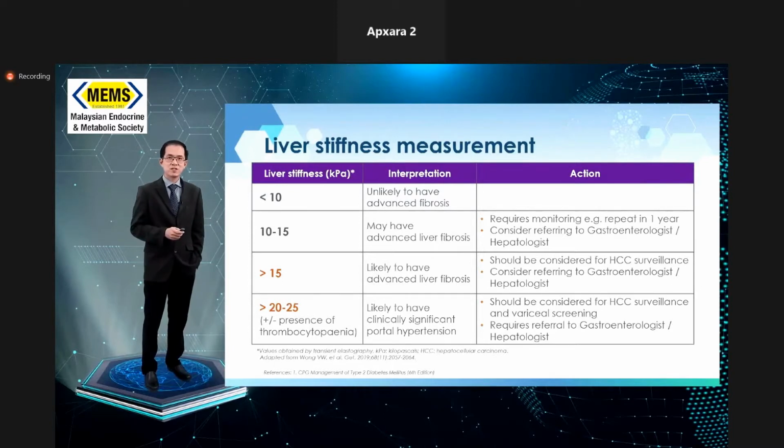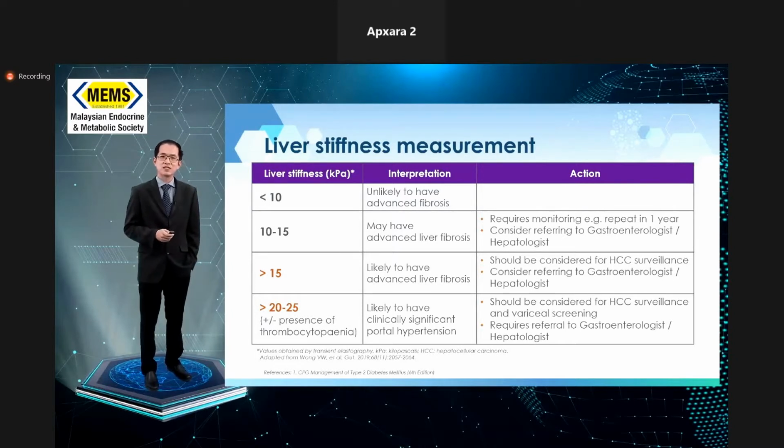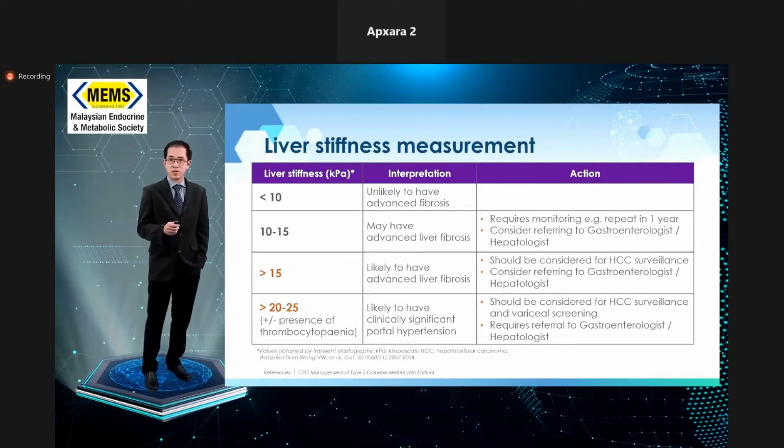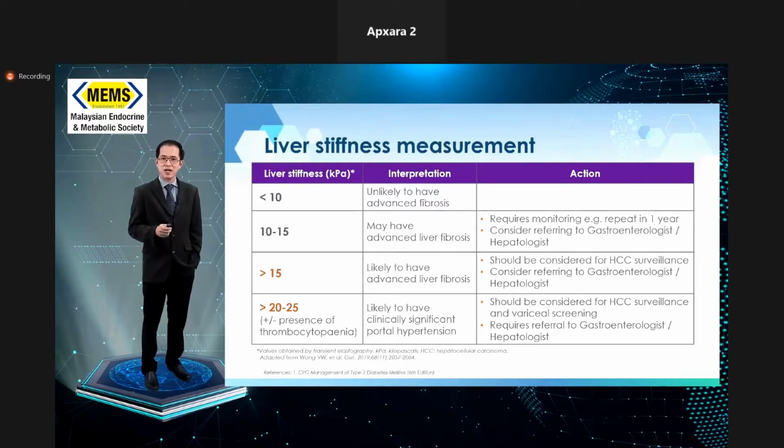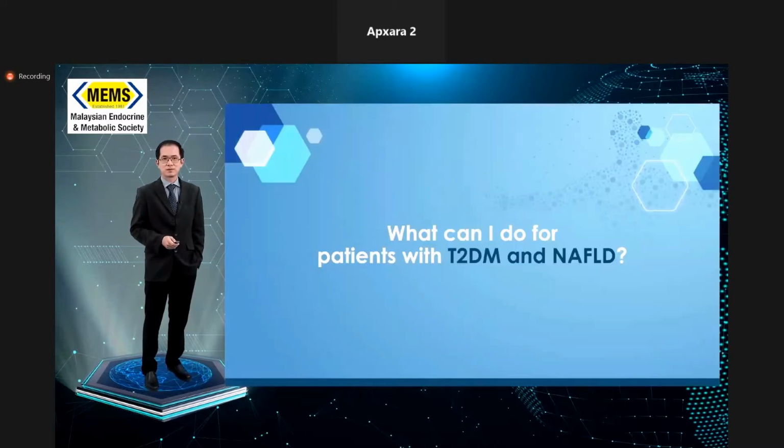Patients with liver stiffness measurement more than 20 kilopascal, especially in the presence of thrombocytopenia, are likely to have clinically significant portal hypertension. They should be considered for liver cancer surveillance and varices screening and should be referred to a gastroenterologist or hepatologist for further management.